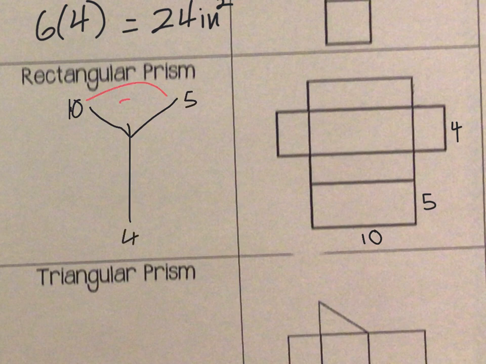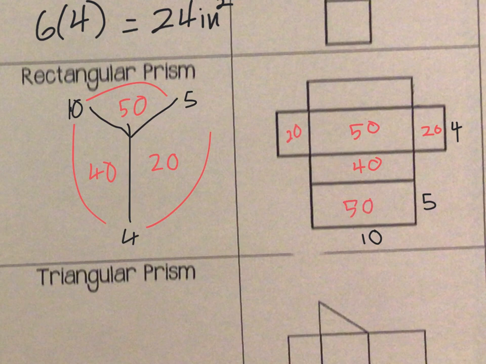Okay, so what is 10 times 5? 50. What is 10 times 4? 40. What is 5 times 4? 20. Those numbers are the areas of the 3 different types of rectangles that we have here. This one would be 20, this one would be 50, and this one would be 40. So you can see we found 3 of those. Well, there are duplicates. So what we have to do is add these 3 numbers together and times by 2. So 50 plus 40 is 90, plus 20 is 110.